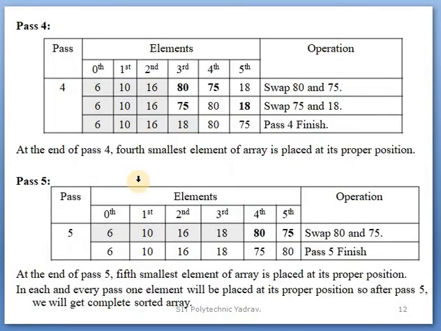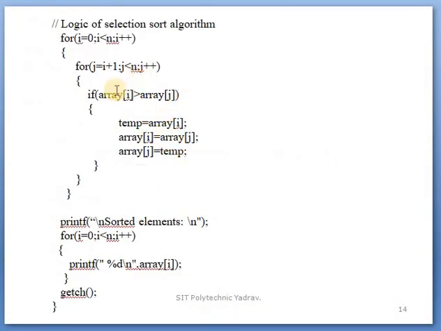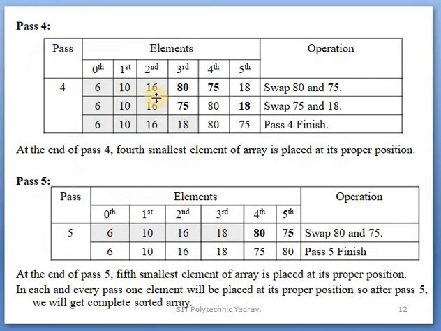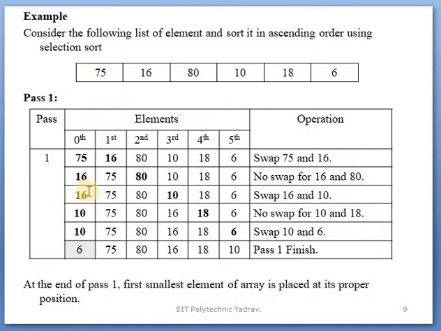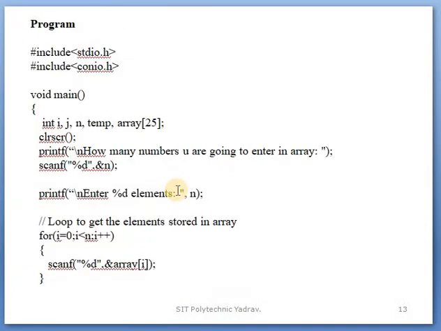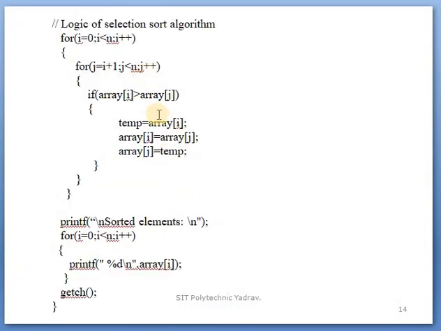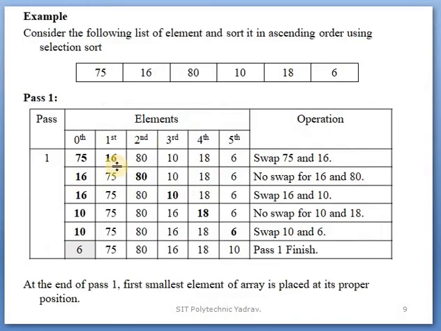If the condition is true then swap, otherwise no. After that, j is 3, so 0 is compared with the third element, 10. After that, j is 4, so the 0th position is compared with 18. After that, j is 5, so 0 is compared with the 5th, which is 6. After that, the first iteration is complete.